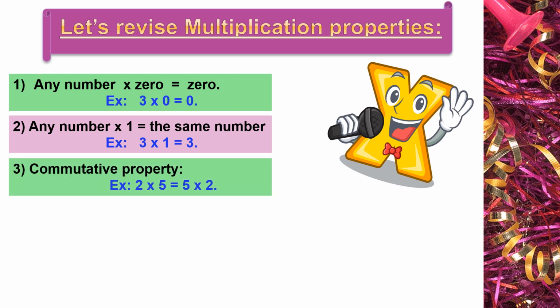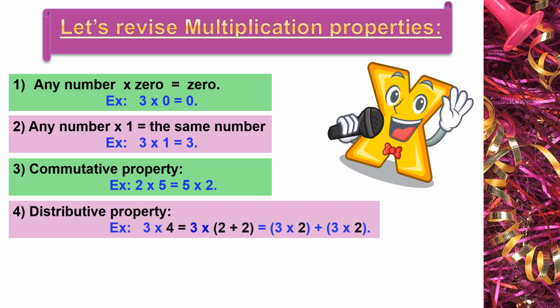The third property, commutative property. Do you remember commutative property? It means I can switch factors and the product will not change. So 2 times 5 equals 5 times 2.